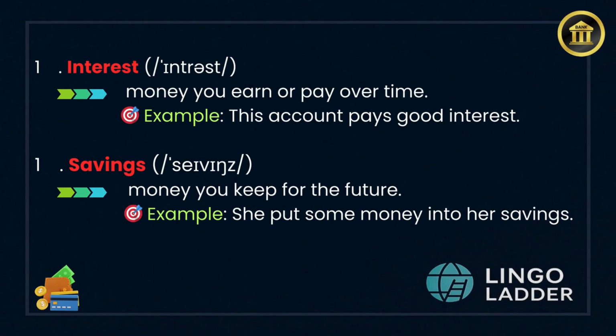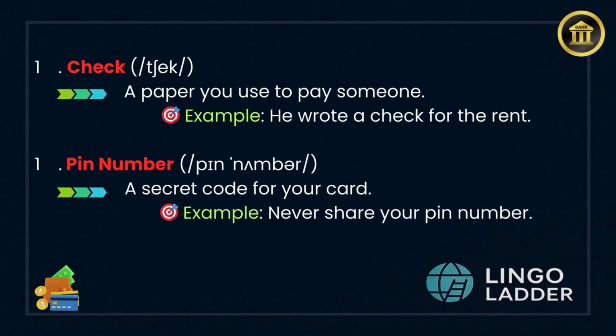13. Interest. Interest is money you earn or pay over time. 14. Savings. Savings is money you keep for the future. 15. Check. A check is a paper you use to pay someone. 16. PIN number. A PIN is a secret code for your card.